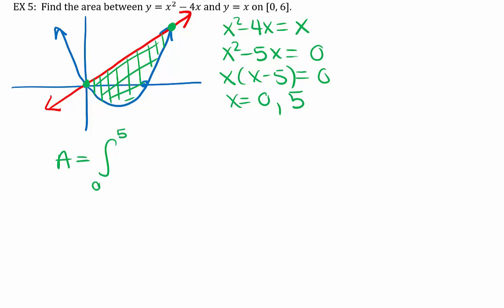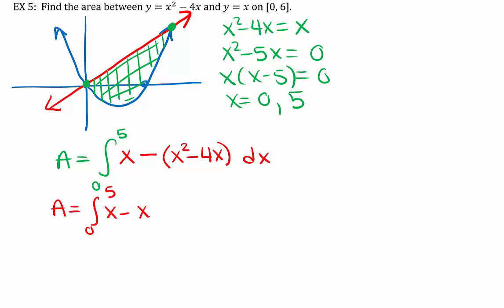And what I'm going to integrate is always going to be the top curve, which in this case is the x, minus the bottom curve, which is the x squared minus 4x. So you always integrate top minus bottom. Before I do the integration, I might as well combine like terms. And so the problem that I'm trying to solve is from 0 to 5, 5x minus x squared dx.